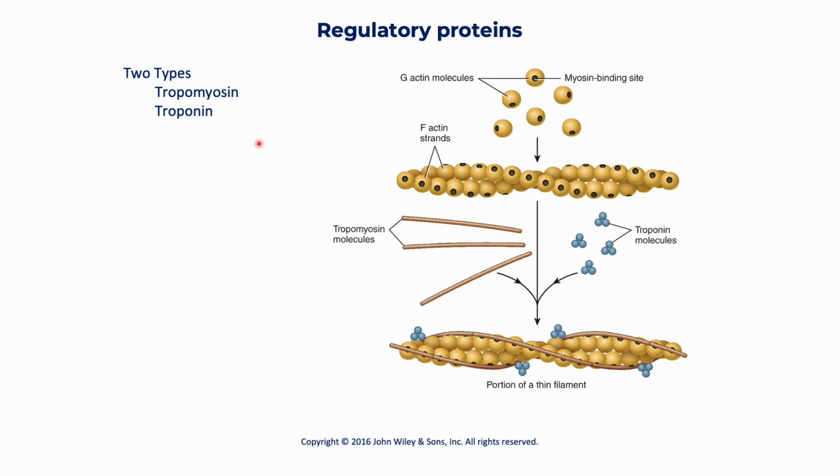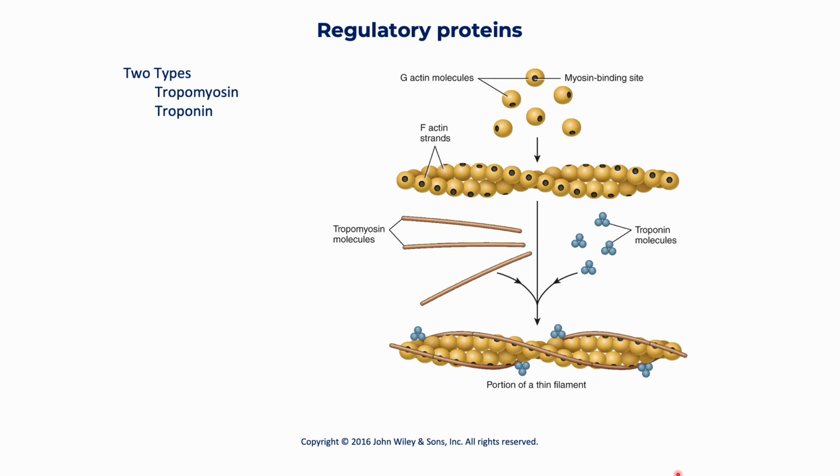Looking at regulatory proteins, there are two types, tropomyosin and troponin. Tropomyosin is a regulatory protein that is one of the components of thin filaments. In a relaxed skeletal muscle fiber, tropomyosin covers the myosin binding site on actin molecules, and this prevents the myosin from binding to the actin. It blocks the attachment site.